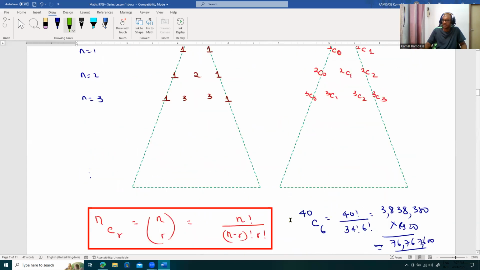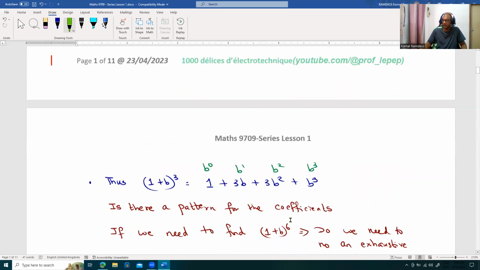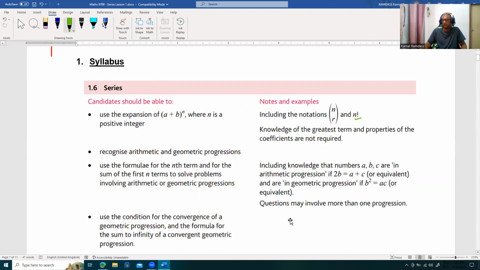Mon syllabus dit à moi, mon besoin recognize. Moi, besoin use the formula for the nth term. Moi, déjà connais. A plus n minus 1 into d. And for the sum of the first n terms, c'est n over 2 into a plus the nth term, a plus L, ou bien 2a plus n minus 1 into d.